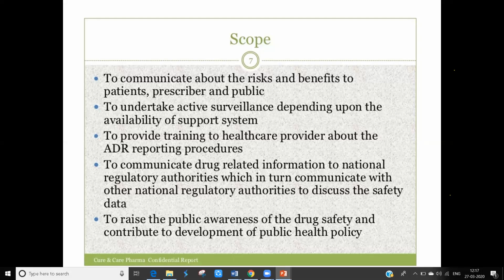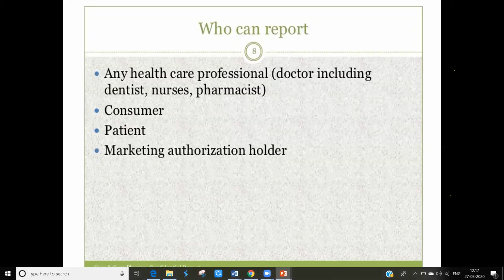And also you have to communicate drug related information to any regulatory authority. So the center will do that. Plus public awareness has to be brought about: how to use the drug and what all should be taught to the public. That's a very important thing.